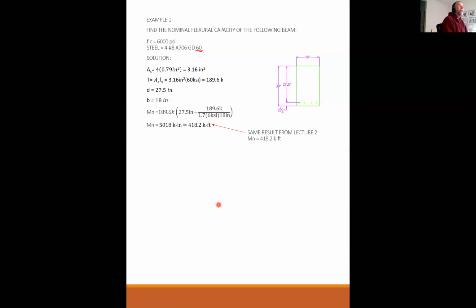Now, it's not inherent in this problem. It does not show up in these numbers at all. But all of this is predicated, it is assumed that the concrete at the top of this beam is at 0.003. It's just about to crush. And this is the maximum flexural strength you can get out of the beam just before that concrete crushes.